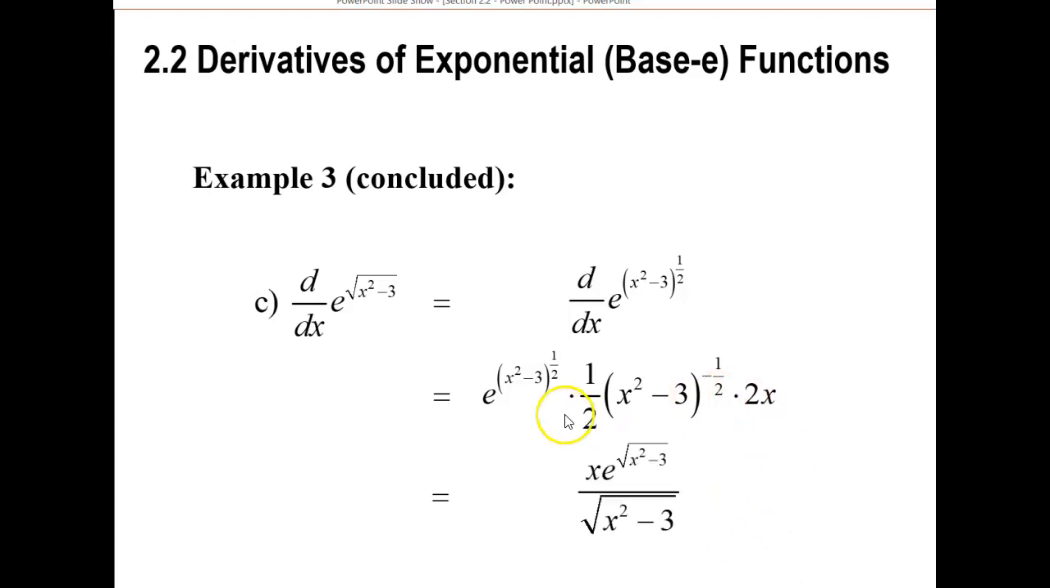So cleaning this up, we've got e to the power x squared minus 3 to the 1/2, and this x here in the numerator. The 2 is gone because it cancels with the 2 on the bottom. So if the 2's cancel, the only thing we're left with on top is this x and this first part right here. Then this x squared minus 3 had a negative 1/2, so that thing got moved down to the bottom to make it a positive 1/2, and that's why it's the square root in the denominator.